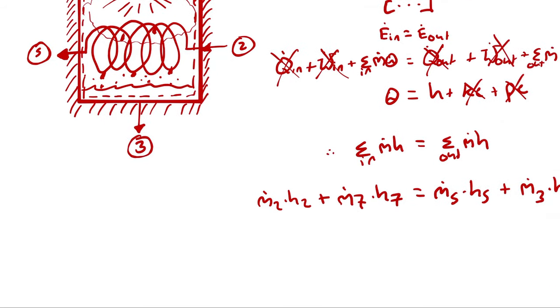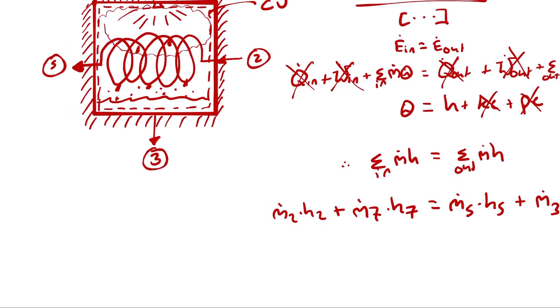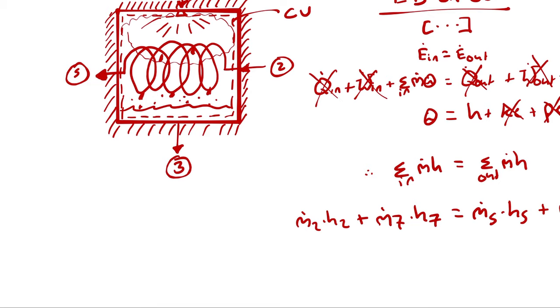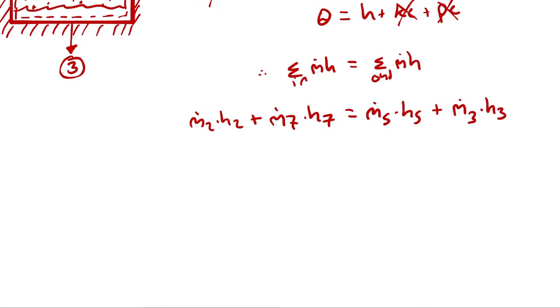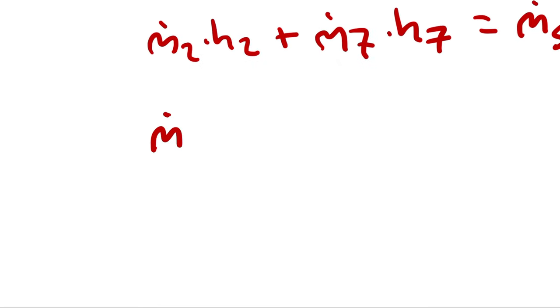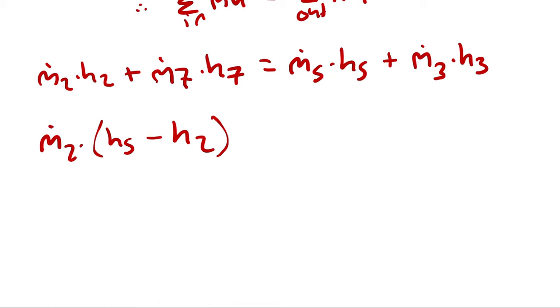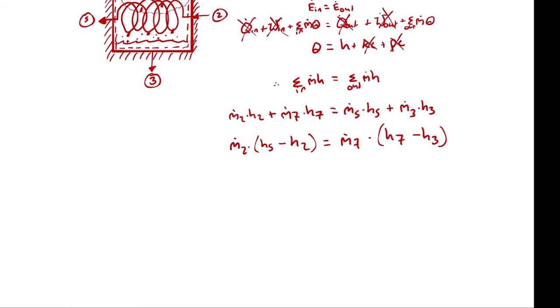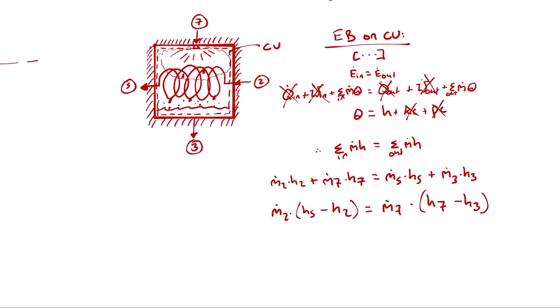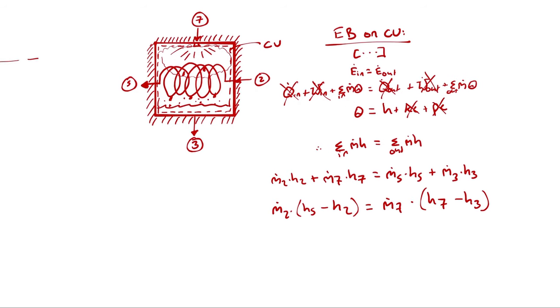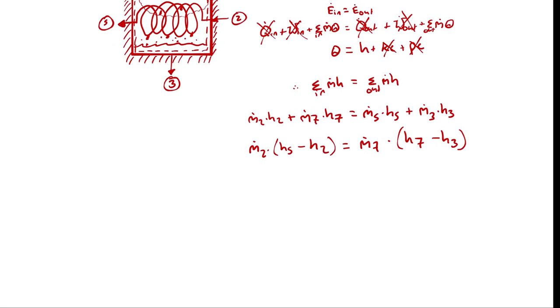And then I'm going to group together my mass flow rates to limit how many y's I have to keep track of. So 2 and 5 will be together, and that's increasing in energy. So I'm going to want to write that as m.2 times h5 minus h2. That would be the right-hand side of my equation. So I'm left with m.7 times h7 minus h3. 5 minus 2, 7 minus 3. Energy gained, energy lost. That makes sense. Next, I will divide everything by m.cycle.